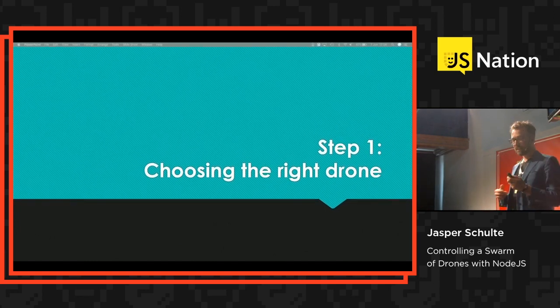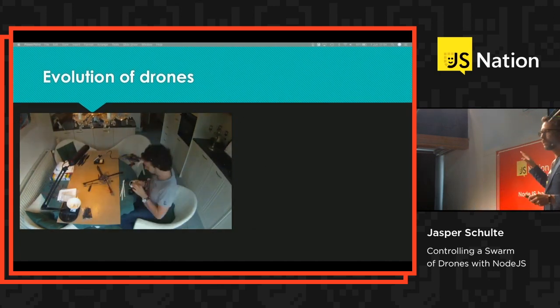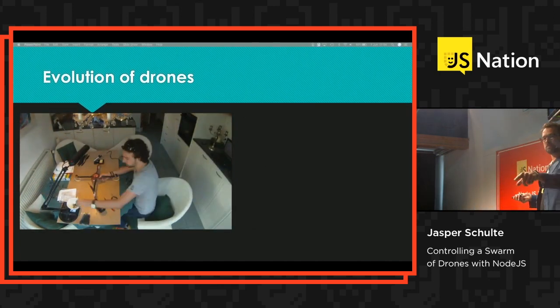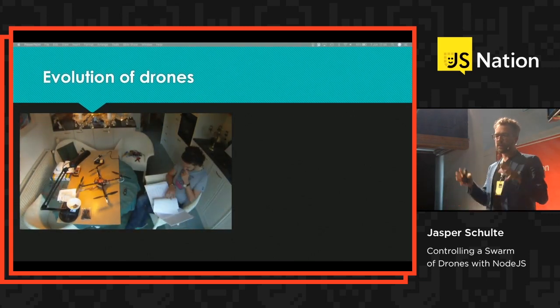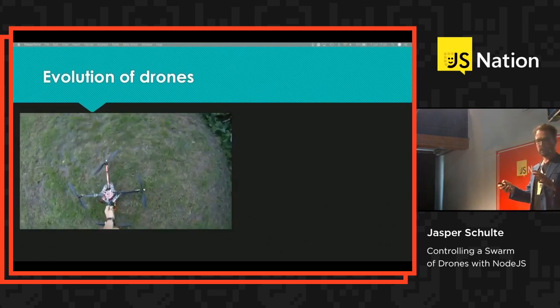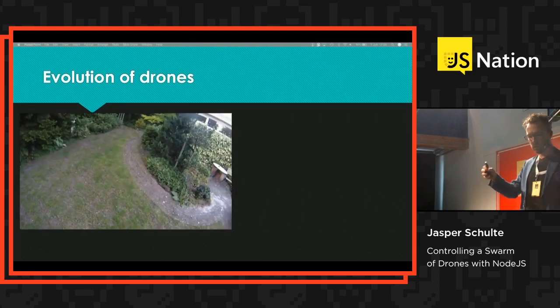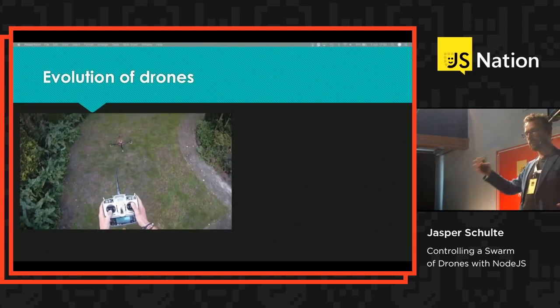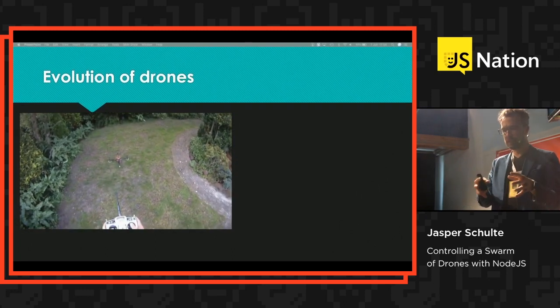As I promised, choosing the right drone, that's step one. So let's talk about the evolution of drones first a little bit. This was actually me 10 years ago, when this was completely new. You had to solder your own drones. You would get these microchips from this guy in Germany who kind of started this whole thing, and you would have to get all these parts, solder them, actually build this. I mean, it took me like 2 weeks just to build this one thing.